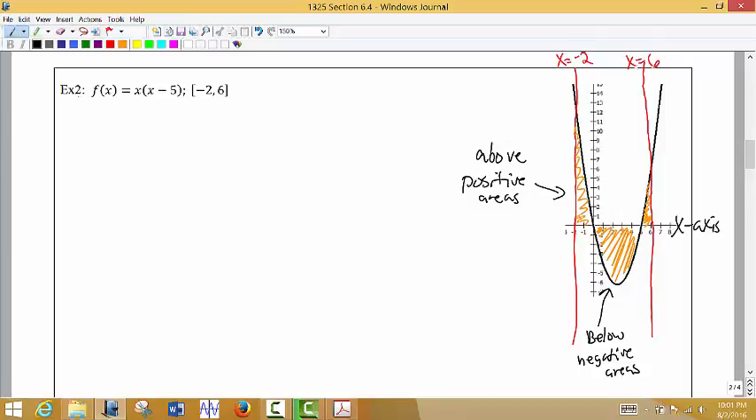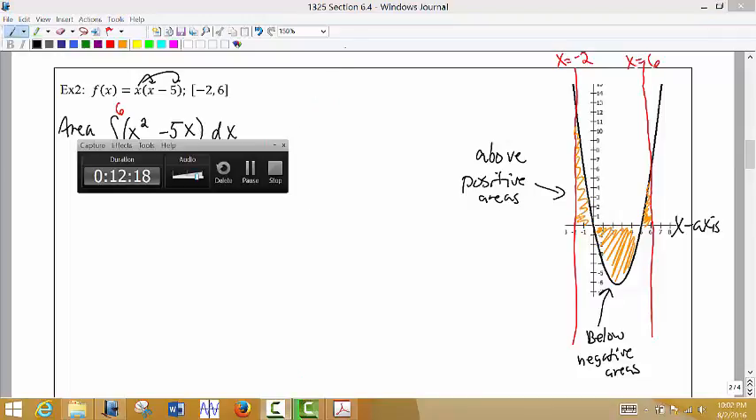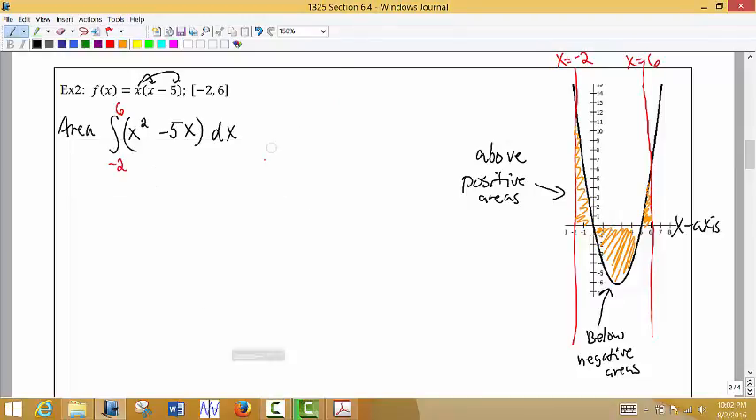How do I find the area? Well, to find the area, we want to integrate. And what I'm going to do here is go ahead and just distribute to make the function look a little bit easier: x squared minus 5x. We're going to integrate that function with respect to x, and we're going to go from the smaller number, the lower limit of integration, to the upper limit of integration. All right. So this is going to give me the area that I want.